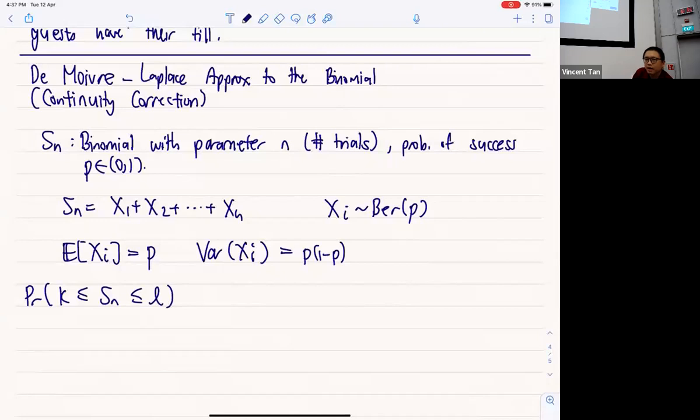Now, this one can be calculated exactly, but it's very troublesome. Because how would you do this? You will basically have to do the sum over all possible j running from k to l of n choose j, p to the j, 1 minus p to the n minus j. This is the exact formula for a binomial probability mass function. Now, if n is very large, you put it into a computer, it's going to be very unstable. You can try. Why is it unstable? This is numerical analysis, which is not taught here, but this is common sense also.